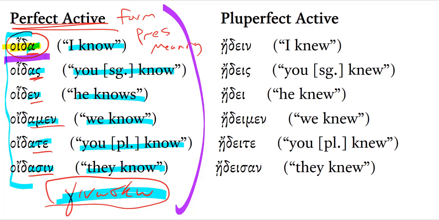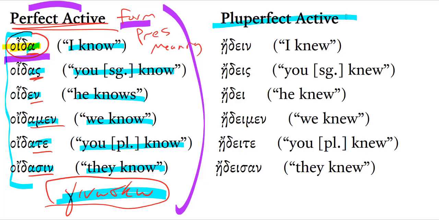If I say parse oida, you can parse it as a perfect active indicative, and I think it would be better to parse it that way, because that's technically what the form is. But you need to recognize it's not translated, I have known. It's just translated, I know, just a pure stative idea of knowing without any real prominence to some prior point of coming to know, or something like that.